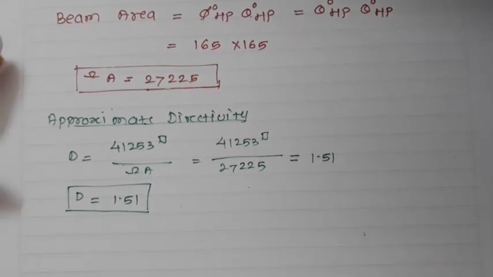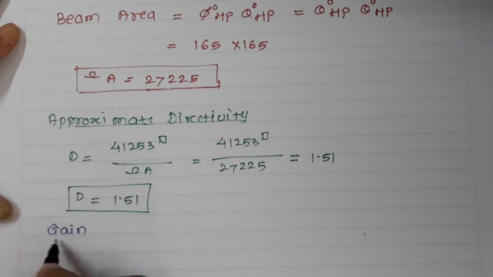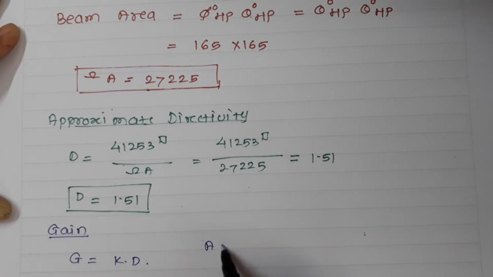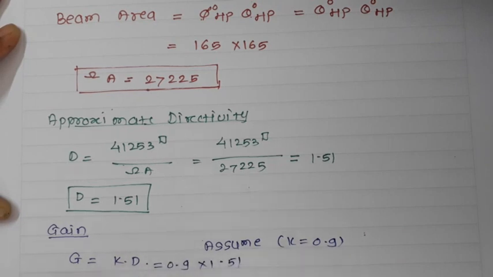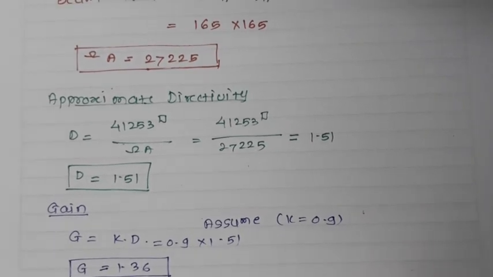So we have got the approximate directivity. We can calculate the gain here. So how can we calculate the gain? Gain G is equal to K into D. Assume my antenna is 90% efficient, so K is equal to 0.9. So I can say 0.9 into 1.51. G comes here as 1.36. You can further convert it into dBs. So these are the values for the lambda by 2 antenna.